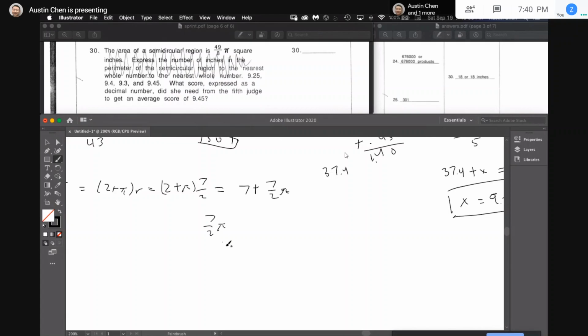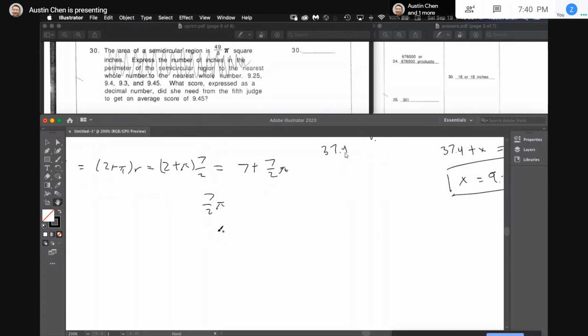7/2 times pi. I would first estimate pi to be 3. If the result is somewhere in between whole numbers, so that its decimal is close to 0.5, then I would estimate pi more precisely. But let's just work with 3 for now. So 7/2 is just 3.5, right?